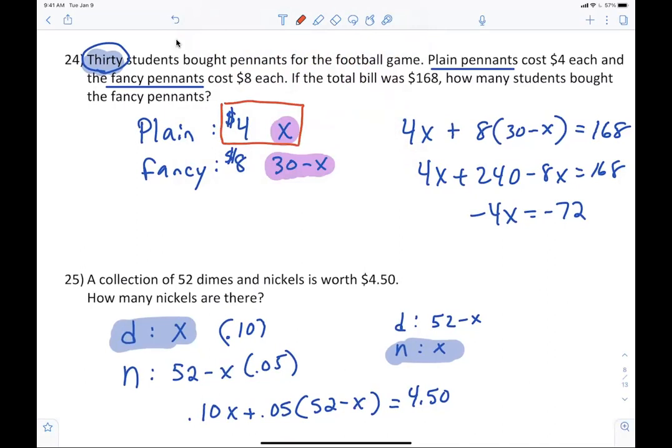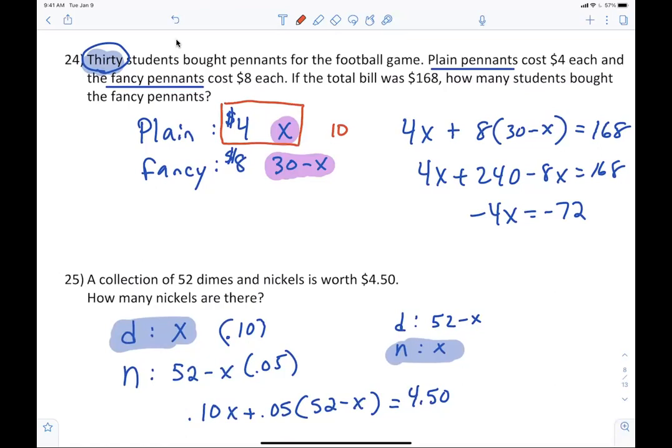You agree with that? Now I'll give you an example. For example, let's say we bought 10 of the plain. How much money would it cost me? $40, right? You multiplied 4 times 10. Oh, I thought you said 4. Okay. You with me now, right?